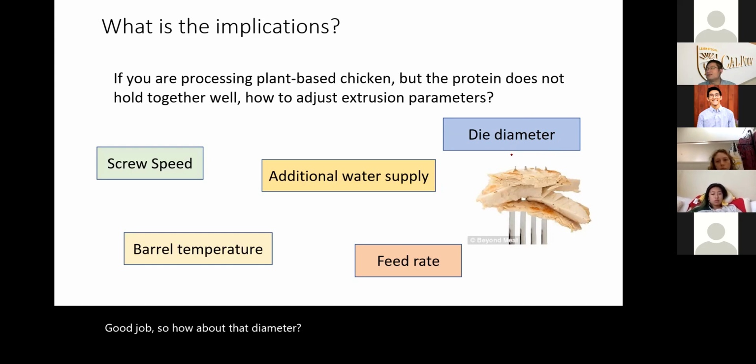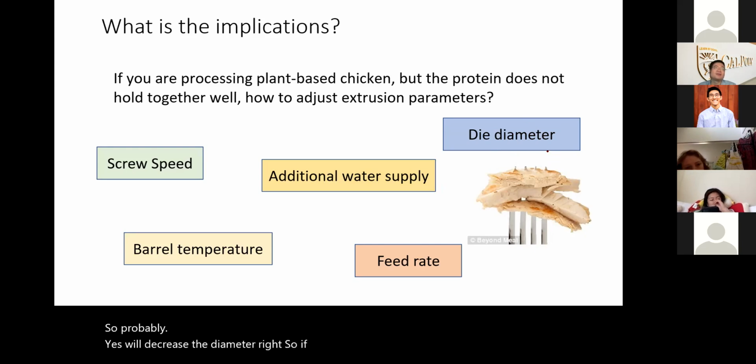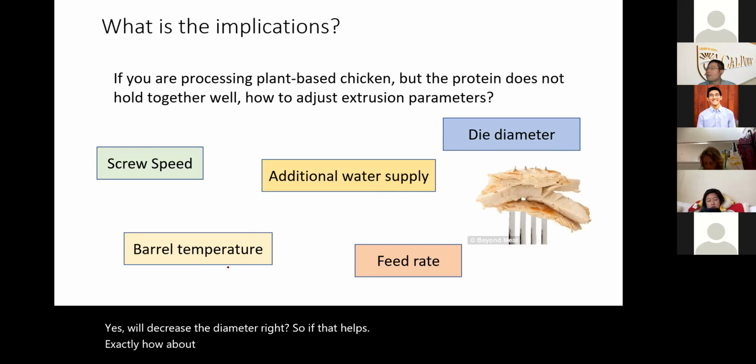Would we decrease that as well? Yes, we'll decrease the die diameter, right? So if that helps, exactly. How about the barrel temperature?